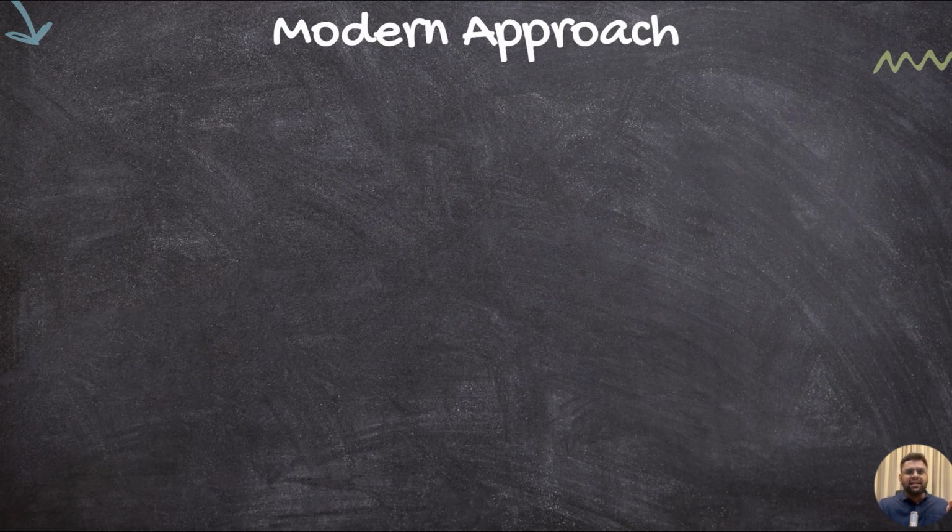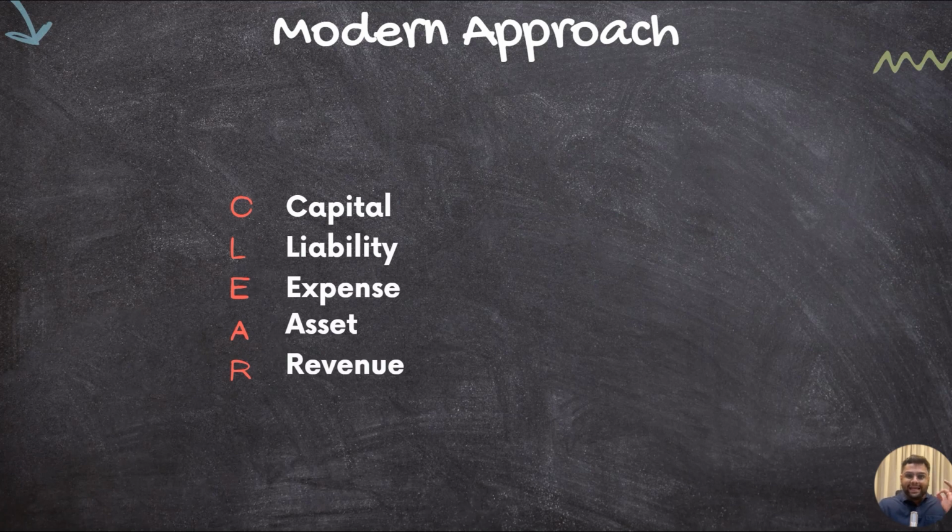Before understanding the modern approach, we need to know of a term called C.L.E.A.R. Now, what does this C.L.E.A.R stand for? C stands for capital, L liability, E expense, A asset, R revenue. Now, let's understand each of these terms briefly. Capital is nothing but the owner's contribution in business.